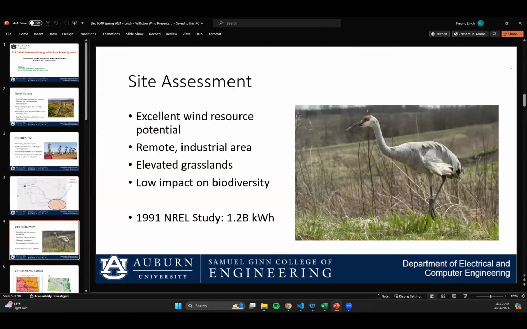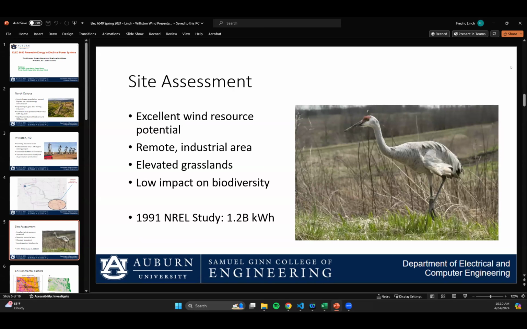So North Dakota and Williston specifically, that area has an excellent wind resource potential. It's kind of in the central east north area of the United States where there's a lot of wind, and it's a little bit elevated, but it's all mostly flat. It's a remote and industrial area, so a lot of concerns for, say, building a large wind plant near an urban area aren't there.